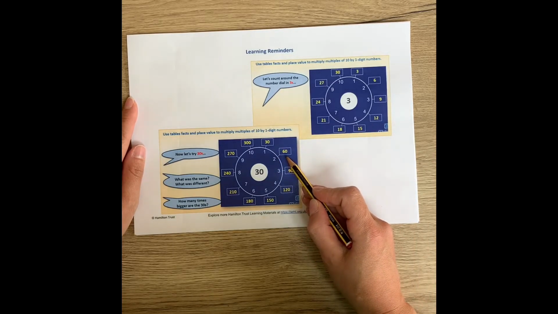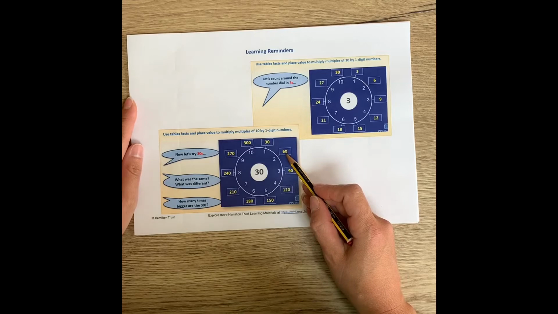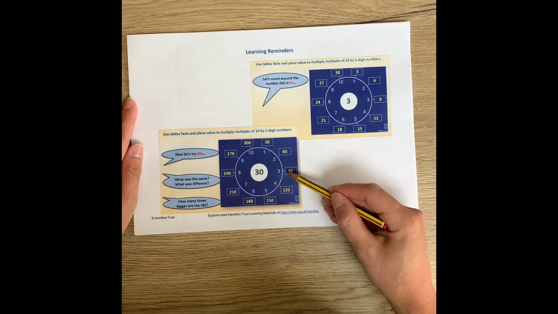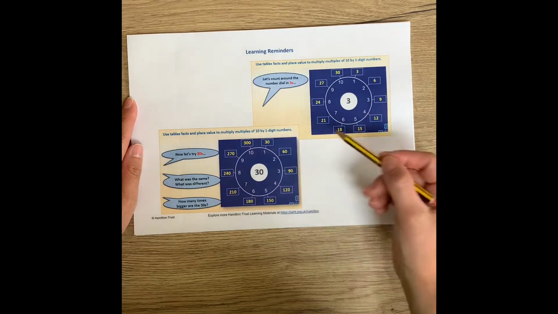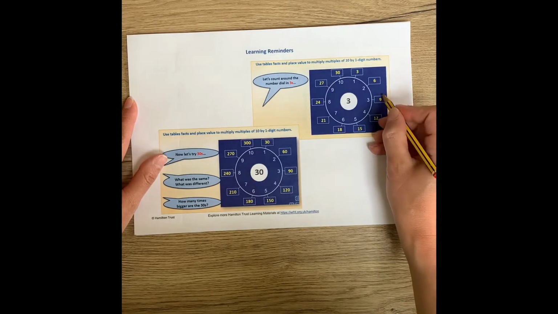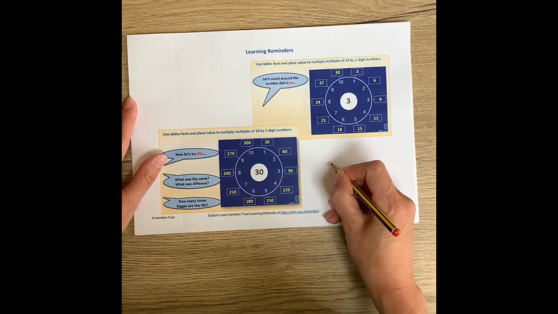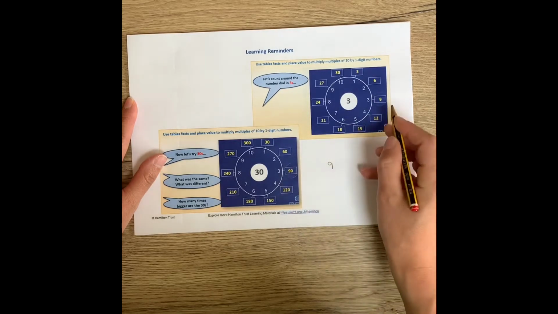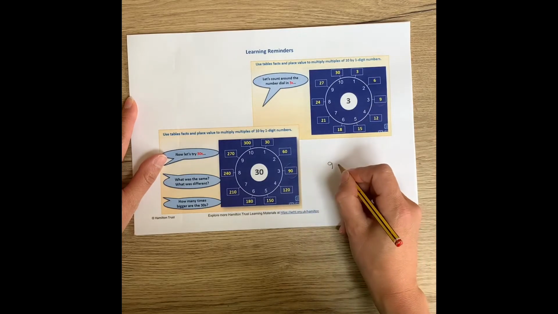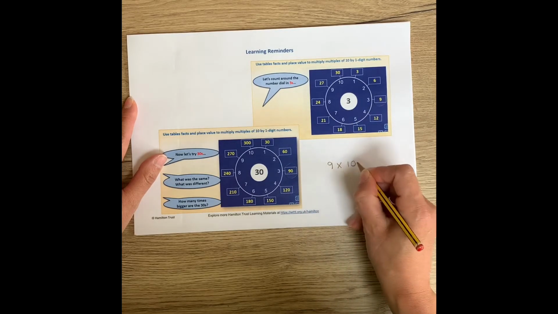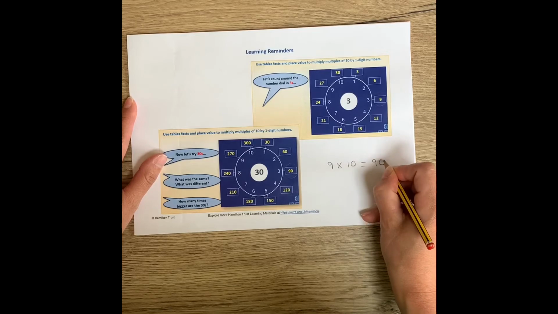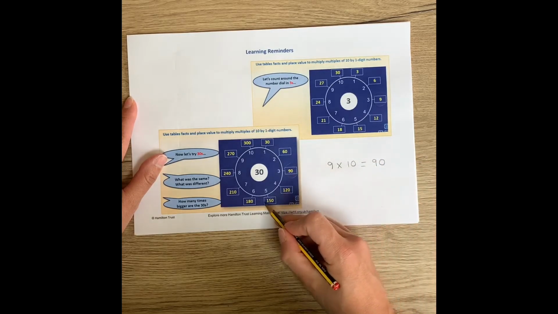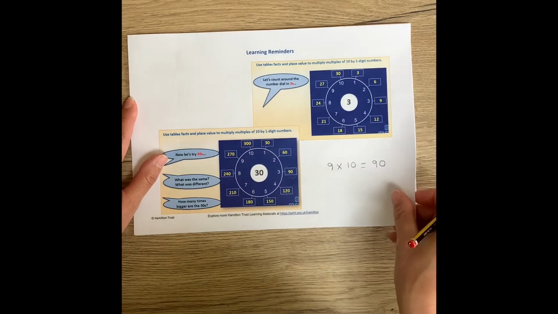Now, hopefully you will have said that they are 10 times bigger. Each number at exactly the same point is 10 times bigger. So for example, if we take the 9 here and we take the 90 here, they're at the same point. 9 multiplied by 10 equals 90. And we could do that for each of the different numbers around the wheel.